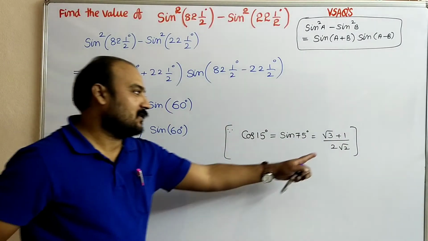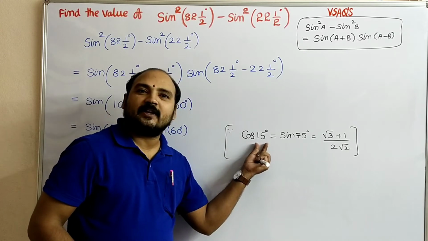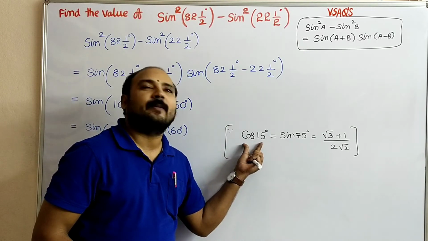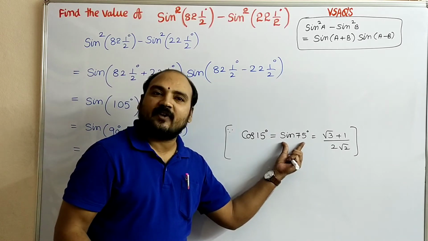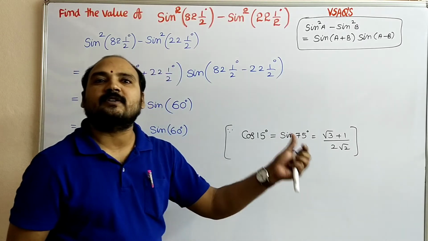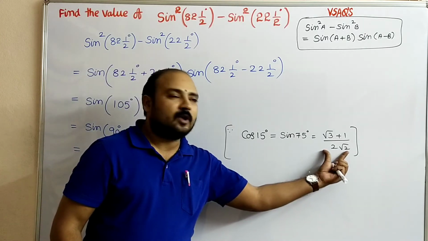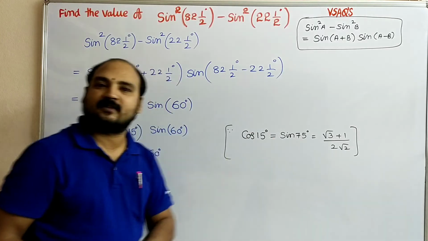How will we get it, sir? 15 can be written as 45 minus 30. Cos of A minus B formula you can apply, you will get the answer. Even sine 75 also: sine of 45 plus 30. If you apply the sine of A plus B formula and simplify, you will get this answer.